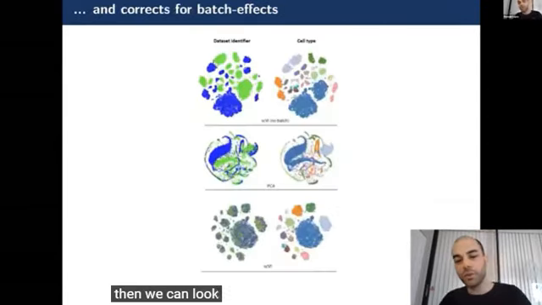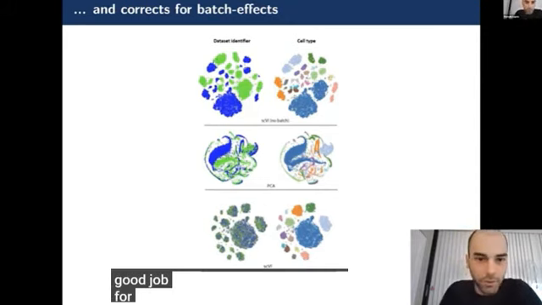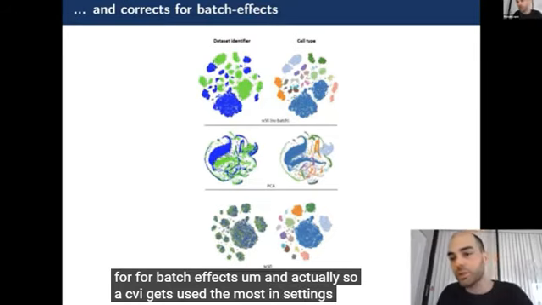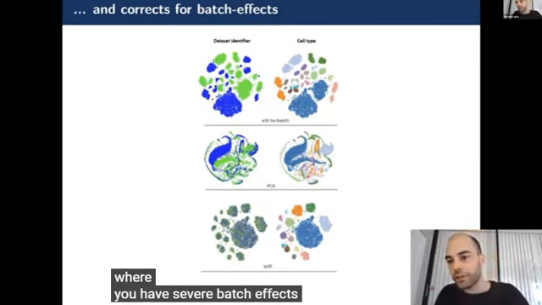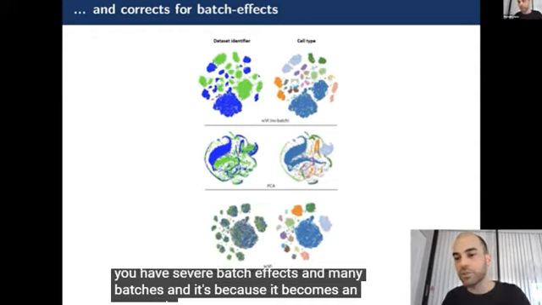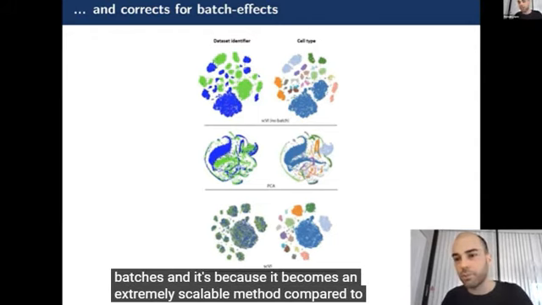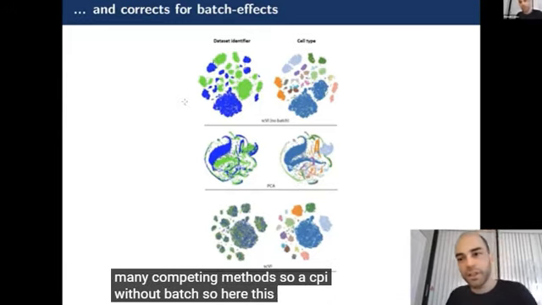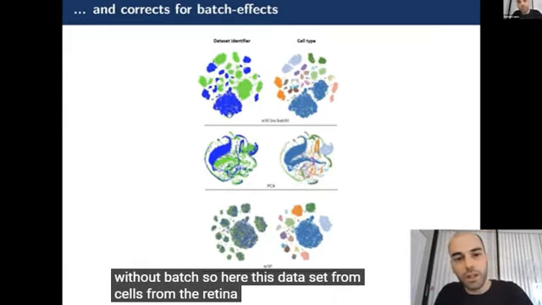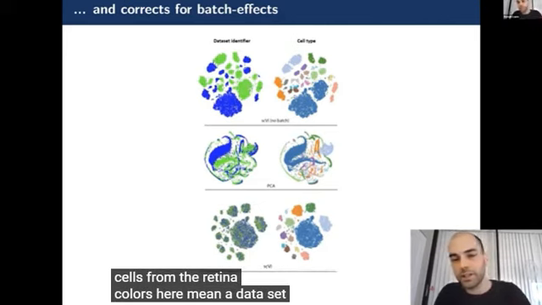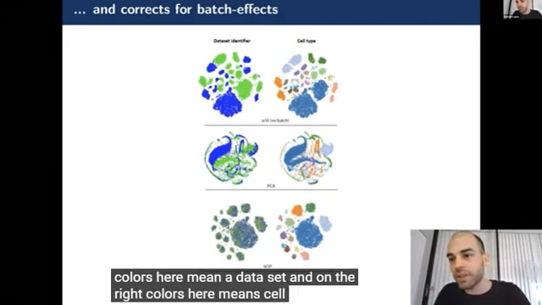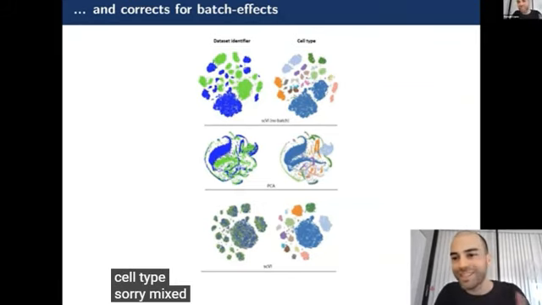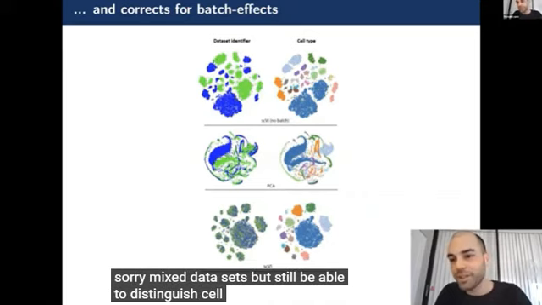Then we can look at how SCVI does a good job for batch effects. SCVI gets used the most in settings where you have severe batch effects and many batches, because it is an extremely scalable method compared to many competing methods. So here, this is a data set of cells from the retina. Colors on the left mean the data set, and on the right, colors mean cell type. What we would like to do is mix data sets, but still be able to distinguish cell types.